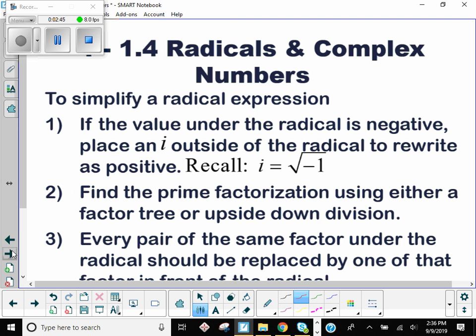So if you go to your notes, the very top left corner, I want you to highlight or circle or somehow mark as important this thing right here. It says, recall that i equals the square root of negative 1. You may not feel that that's a recall. You may not ever remember having seen that before, but you have, I promise.